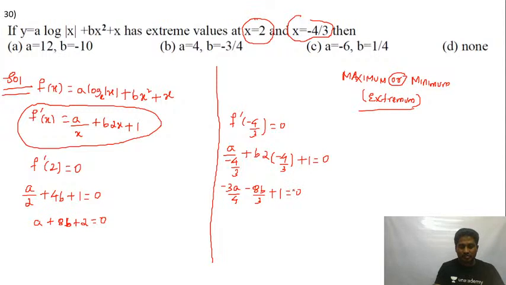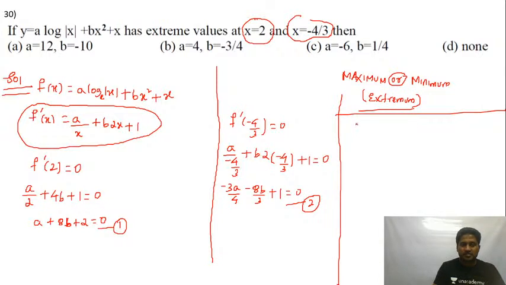You can actually solve these two equations and get the values. Call equation 1 and call equation 2, and solve these two and get the values of a and b. But that's lengthy, guys. No need to do that. Anyways, you have the options, right? Now let me take any one of the equations. From equation 1 I have a plus 8b plus 2 is equal to 0.